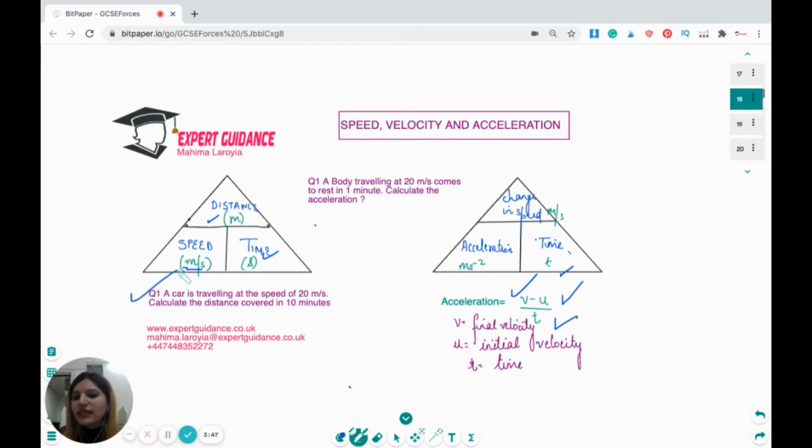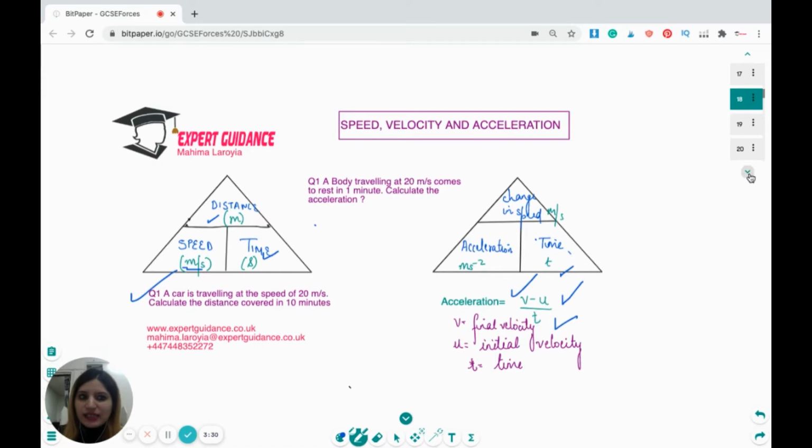A car is traveling at the speed of 20 meters per second. Calculate the distance covered in 10 minutes. And second, a body is traveling at 20 meters per second and comes to rest in 1 minute. Calculate the acceleration. So you can pause the video, have a go at these questions, and then come back to check the answers.